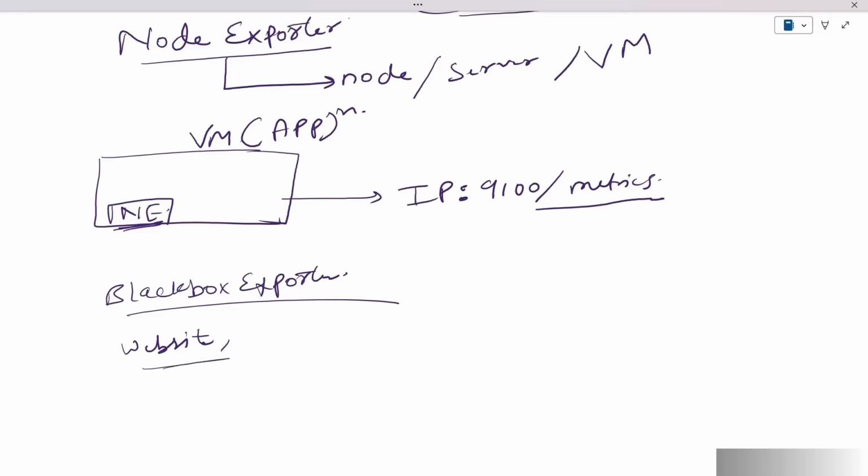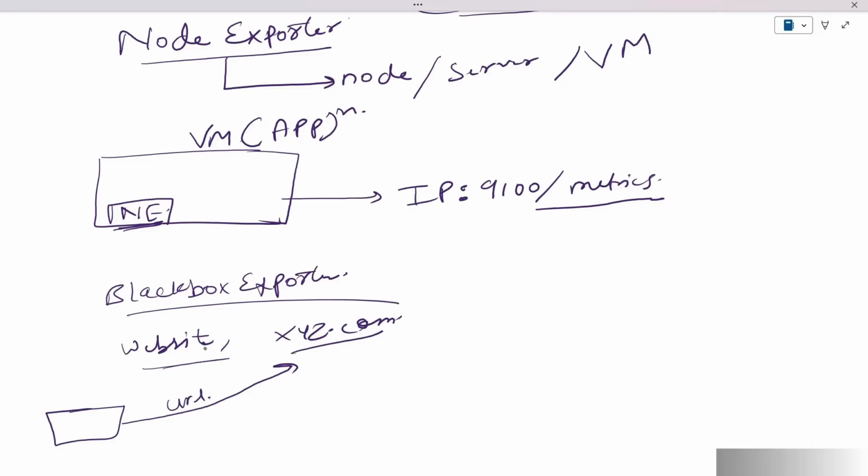So the thing is, we just need to get information, like we just need to check if my website is running or not, right? That means the black box exporter does not need to be installed on the server where this application is running. I can install black box exporter anywhere. I can just send a request to the website, like I can use some curl command to check if the website is running or not, right?